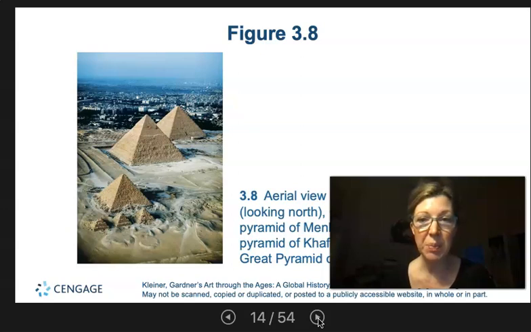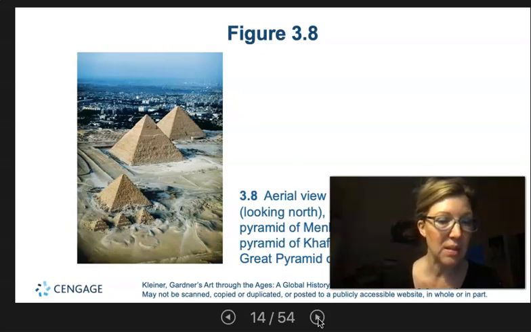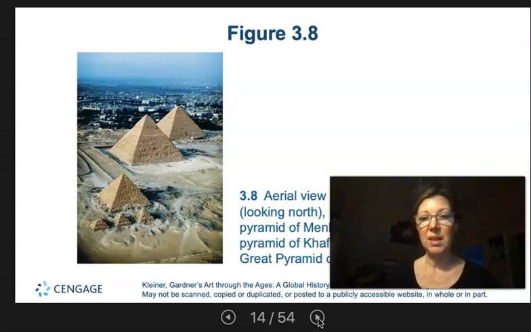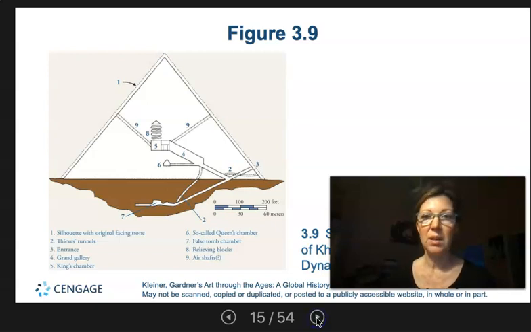Notice that the stepped pyramid is not a part of this complex. They're slightly different than the stepped pyramid. Okay, stone fills most of the interior of the Great Pyramid of Giza. Art historians call the courses of dressed stones used in the construction of the Great Pyramids ashlar masonry.